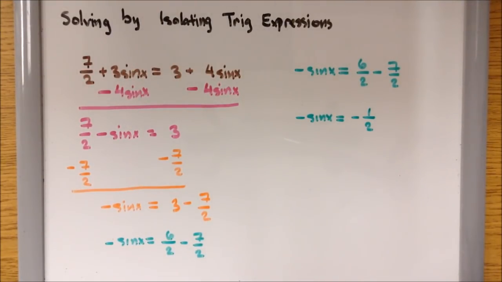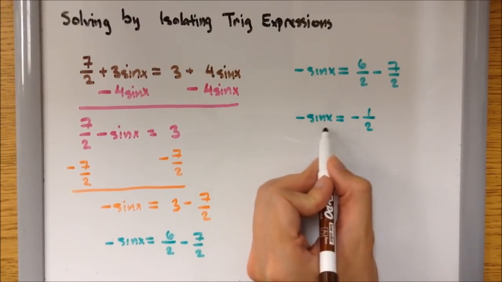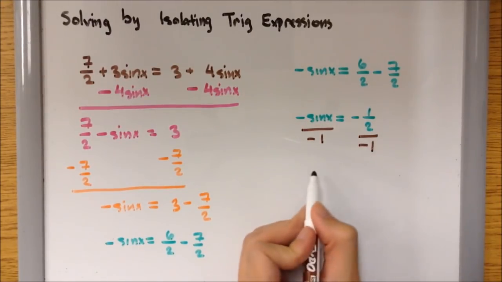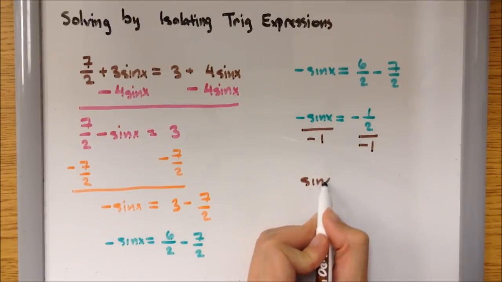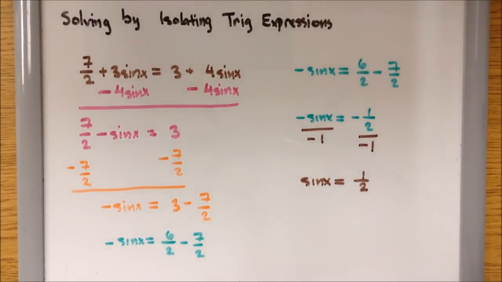Alright, we're almost done. So what we need to do is try to get sine x without the negative. So in order to get rid of the negative, I'm going to do the opposite, which is divide by negative 1 on both sides. So we're going to have sine x equal to positive 1/2. Alright, but we're just not done. We're basically 3/4 of the way. Now we have to determine the value of x, meaning the angle measure.